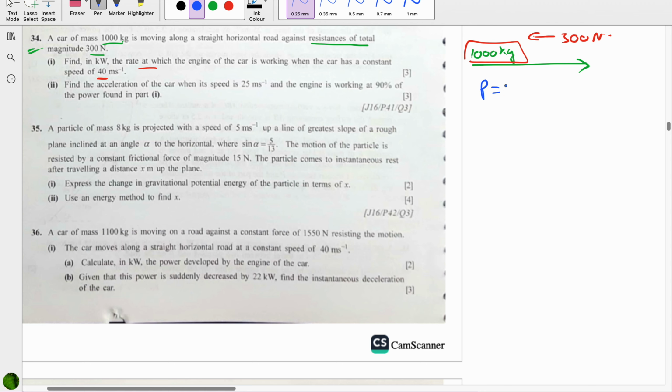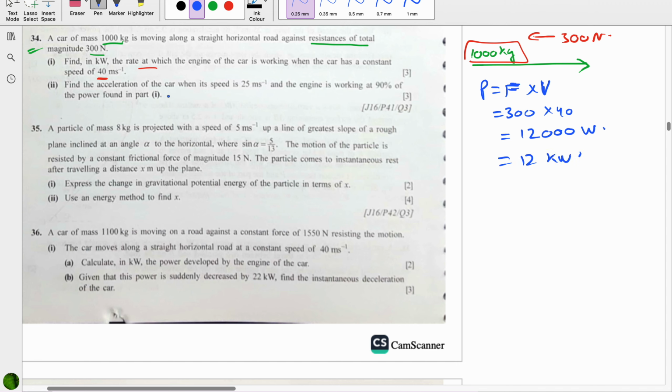So power is equal to force into velocity. Force is given, that is 300. And why are we taking this? This force is actually the driving force. But if it is moving with constant velocity, that means forward force is equal to backward force. So which is 300 times 40 is 12,000 watt. And in kilowatt it is 12.